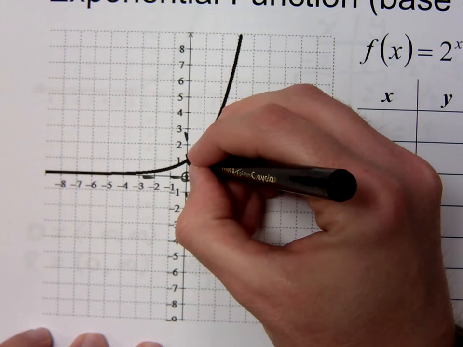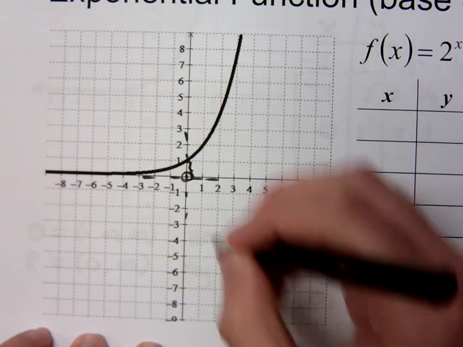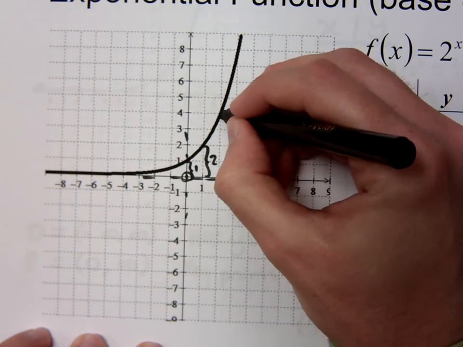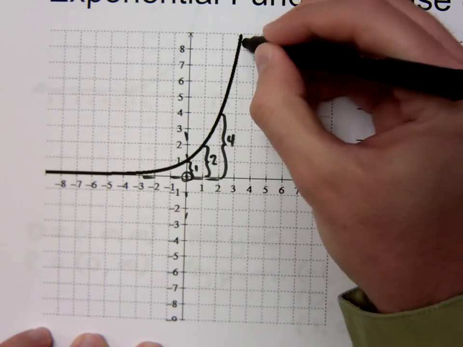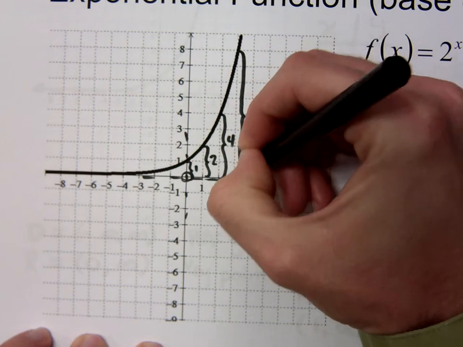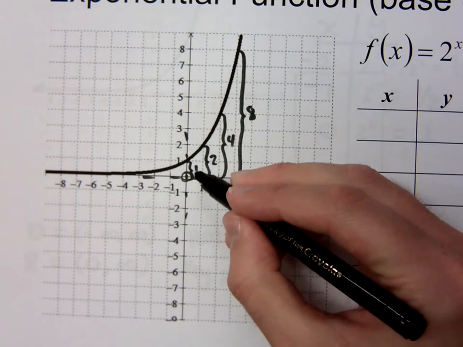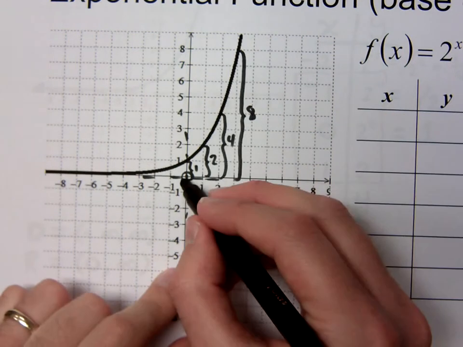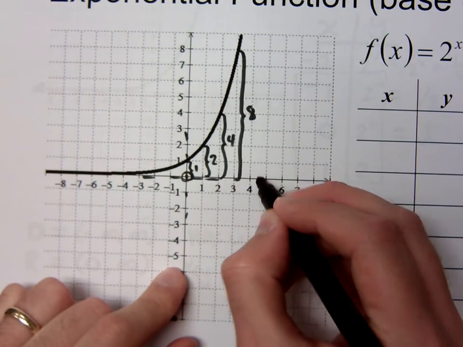What is the distance here? 1. It's 1, and the distance here is what? 2. This distance is 4. And this distance is 8. Look at these numbers. You keep multiplying times the base as you go out to the right. Every step you take over, you're going to multiply times 2.